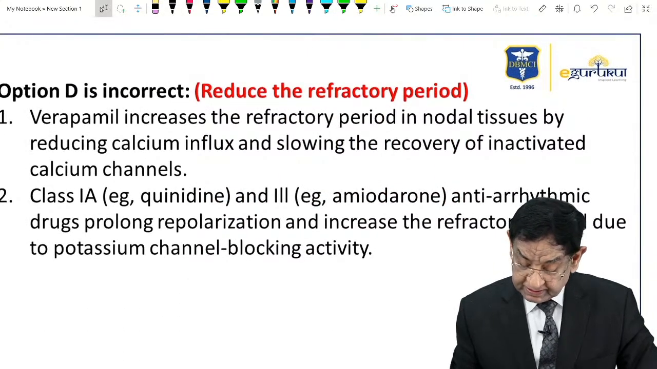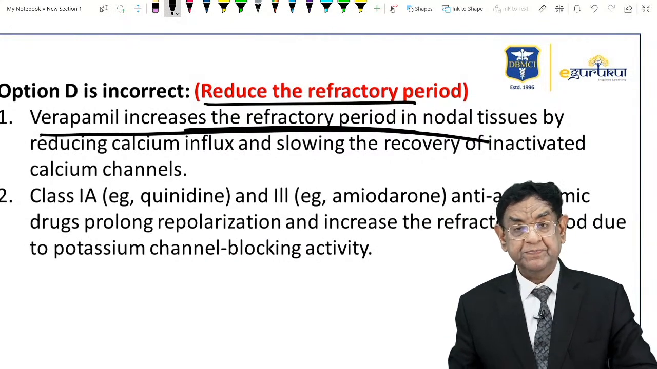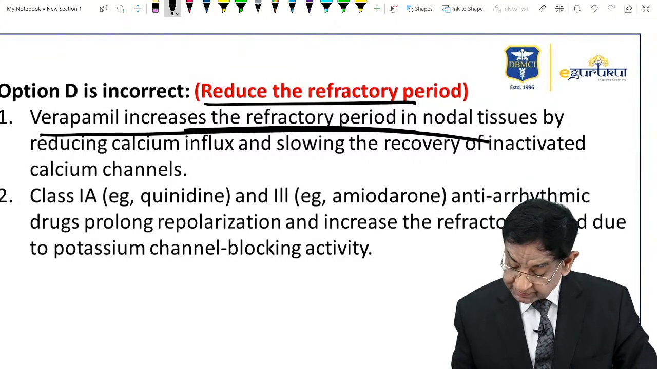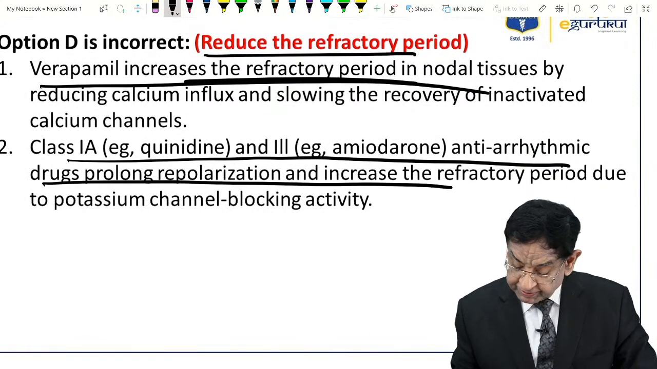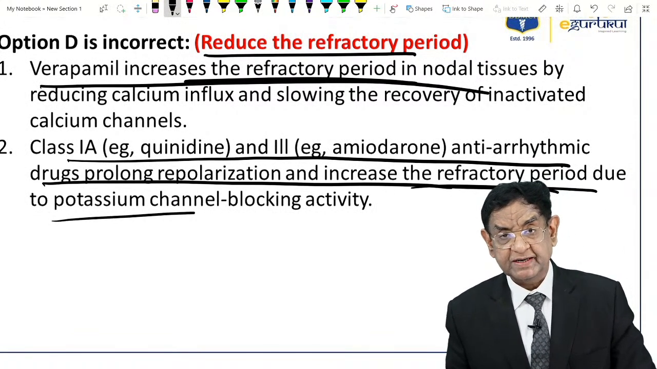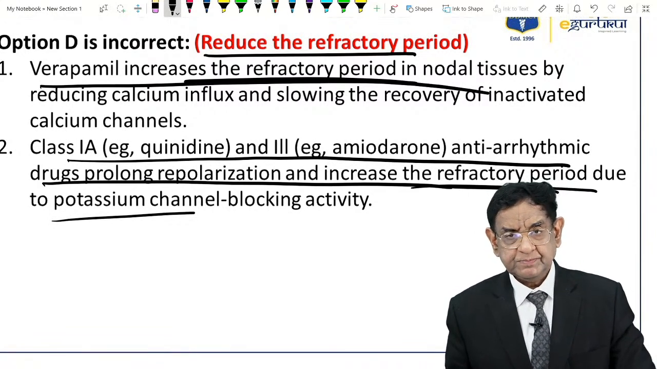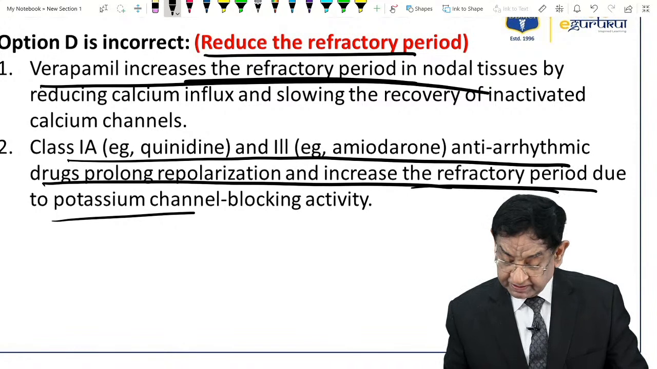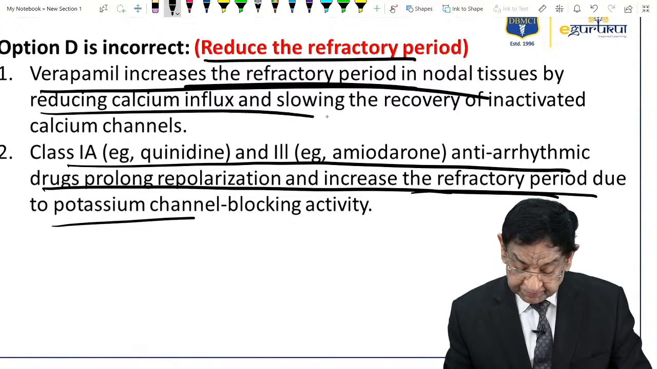Then they reduce the refractory period. Verapamil increases the refractory period. That's why I told you they lead to blockage at the AV node also. Class 1A and 3 prolong the duration and increase the refractory period. We all know that class 1A and class 3 drugs cause a prolonged QT interval, and thereby they increase the refractory period. Verapamil increases the refractory period of the AV node.